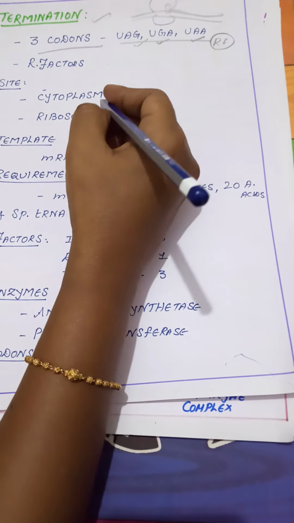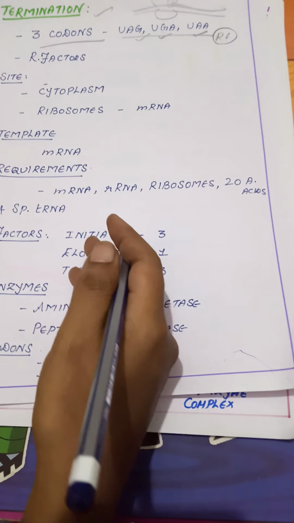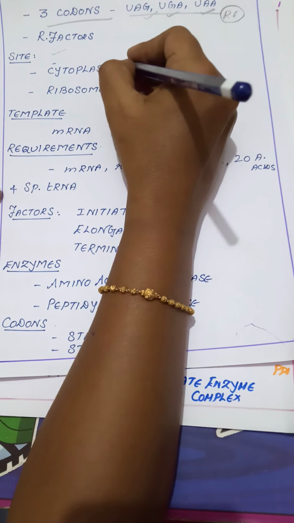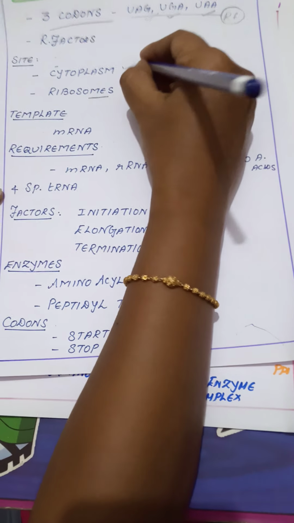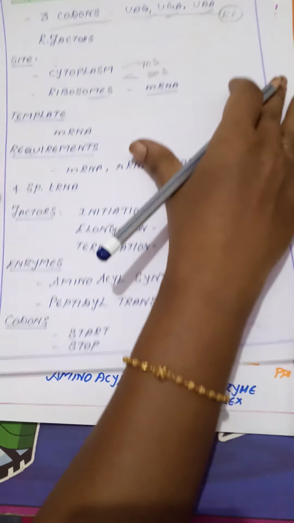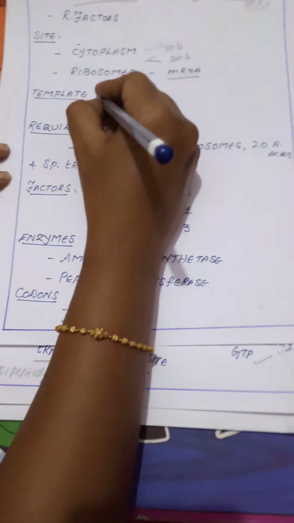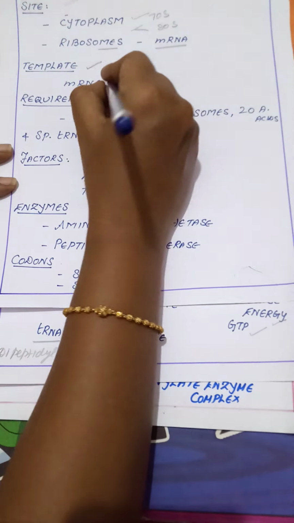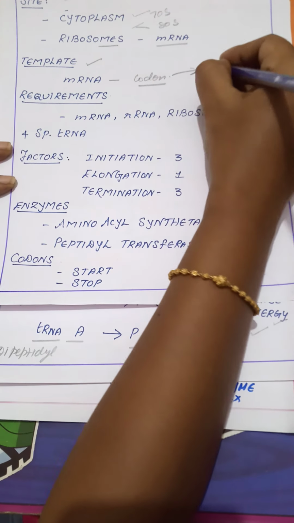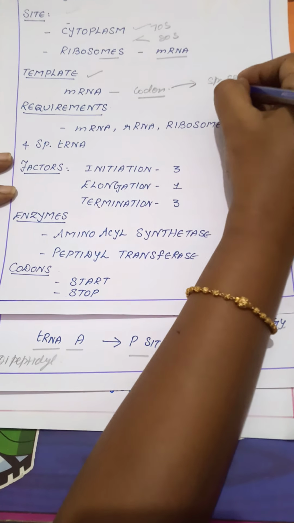Okay. Now we will see a review of the entire process. What is the site of translation? Where does the translation occur? The translation occurs in the cytoplasm, where the ribosomes are located. In the case of prokaryotes it is in 70S ribosomes and in the case of eukaryotes it is in 80S ribosomes, which surround the mRNA. And the next thing required is the template mRNA. mRNA acts as a codon strand. Okay, and that codes for the specific sequence of amino acids which is required for the synthesis of a protein.